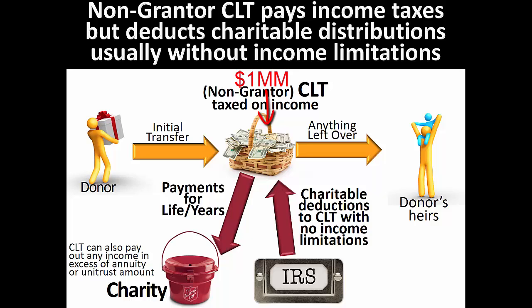This plan works well when a donor who is already over the income limitations for deductible gifts wishes to make gifts out of income earned from assets, has no plans to consume the assets personally, but does desire to keep the underlying assets in the family.